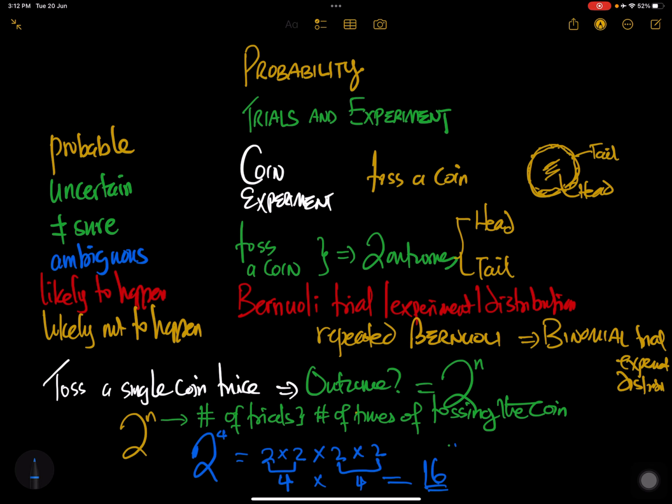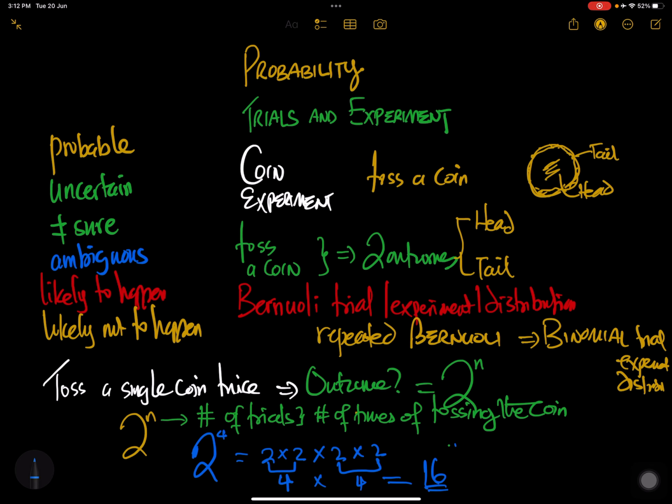All right. So the number of outcomes for this trial is going to be 2 exponent 4. And this formula only applies for the toss of a coin, or anything that has two outcomes. All right, I think I'll end here.